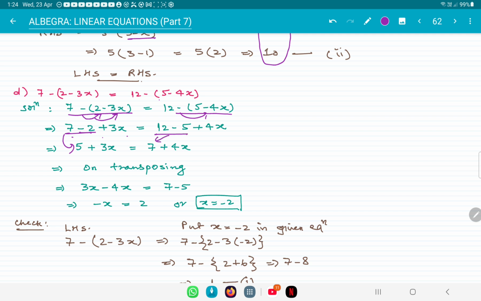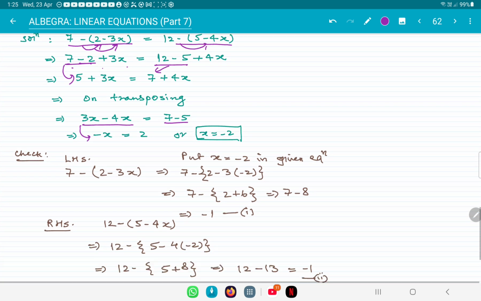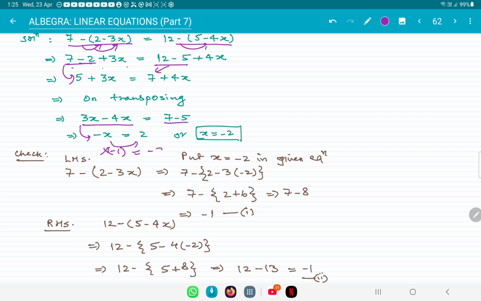7. Okay, now transpose so that like terms will come on one side. So 3x - 4x = 7 - 5. It will become -x = 2. Or we can simplify it by multiplying by -1. Okay, so it will become x = -2.